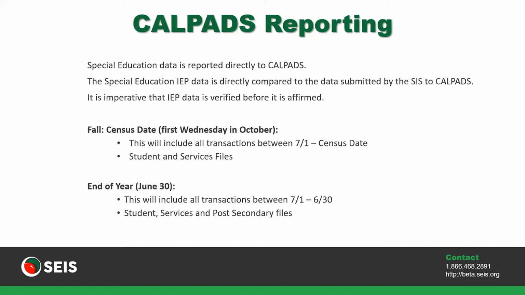Two very important reporting dates that you need to be made aware of. The first is the fall census date, which is the first Wednesday in October. This includes all transactions between 7/1 and the census date. We'll cover what transactions are in a moment, so don't fret on that. The second big reporting date is the end of year, the June 30th report. That report pulls in and includes all transactions between 7/1 and 6/30 of that school year.